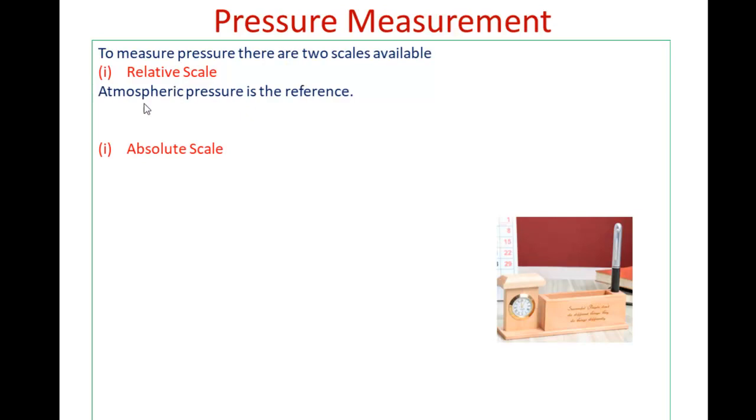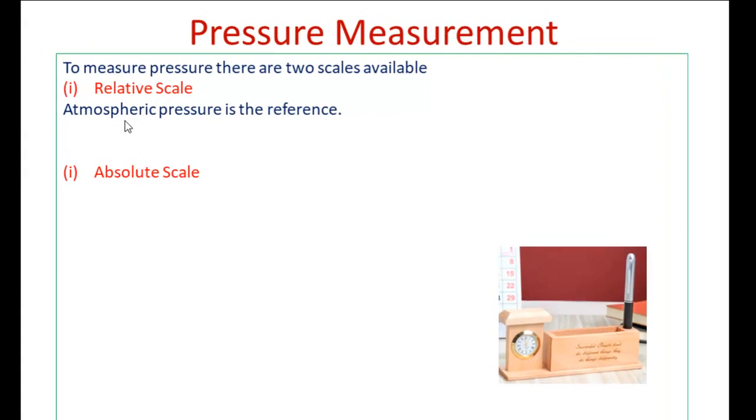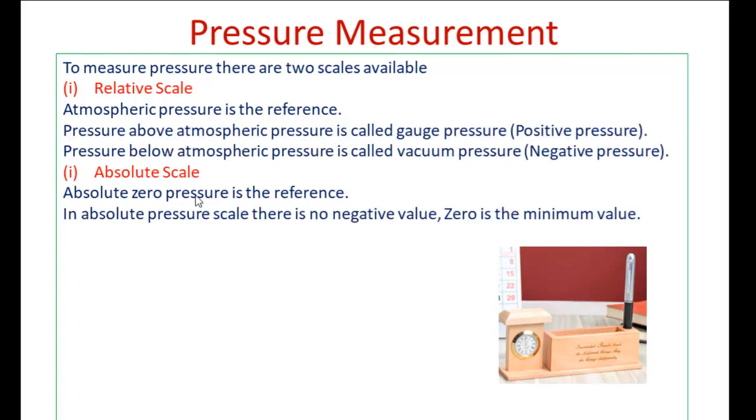In the case of a relative scale, atmospheric pressure is kept as the reference. The pressure above atmospheric pressure is called positive pressure or gauge pressure, and the pressure less than atmospheric pressure is called negative pressure or vacuum pressure. Whereas in the case of an absolute scale, absolute zero pressure is kept as the reference, so we are not going to have any negative value because 0 is the minimum value in the absolute scale.